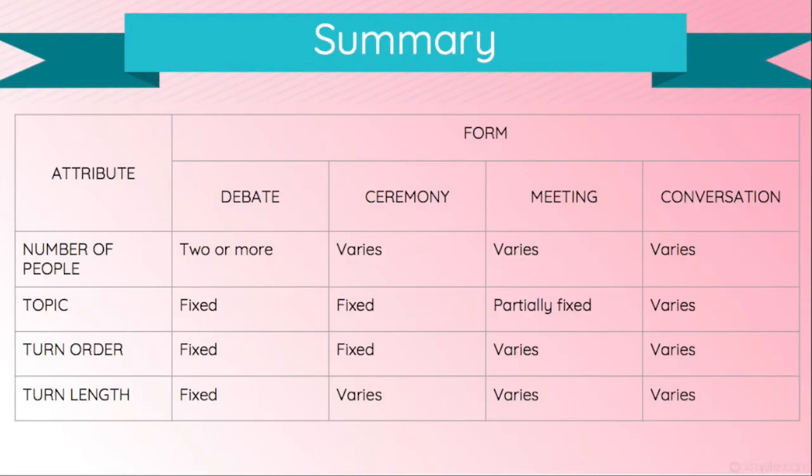So here's just a bit of a summary. We have noticed that the number of people who talk in a ceremony, in a meeting, or a conversation do vary, but in a debate it has to be 2 or more. The topics as well in a debate and in a ceremony are very fixed. They're a little more formal. In a meeting, however, it's partially fixed. For instance, it could go around issues concerning the company, but in a conversation, it could vary as much as it has to.